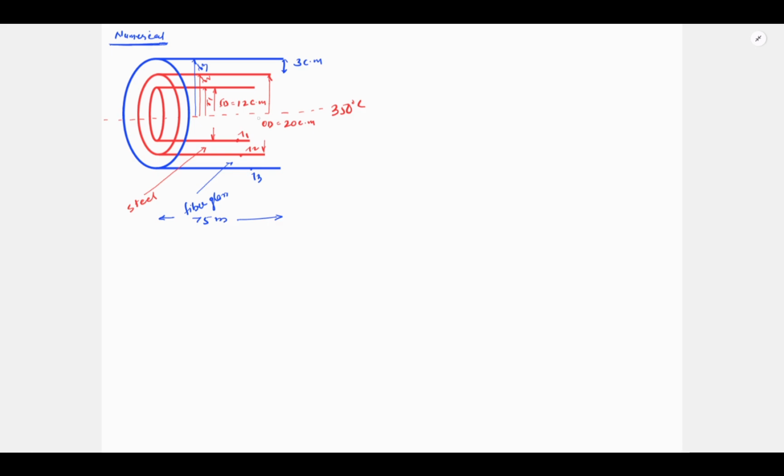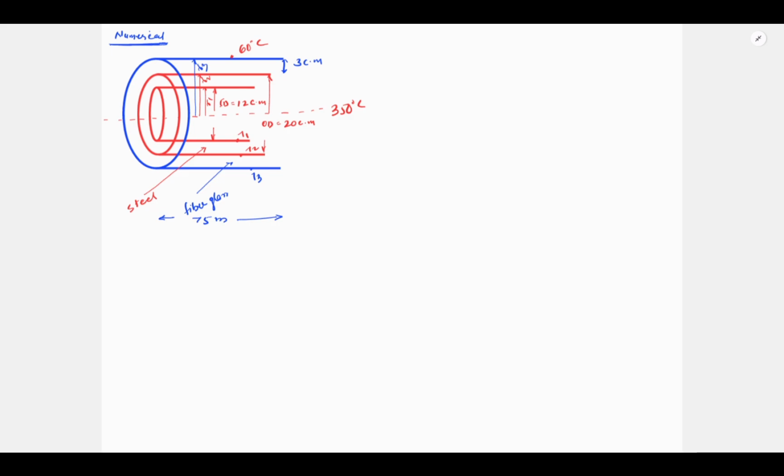And if the inside diameter of the steel cylinder is 12 centimeter, outside diameter is 20 centimeter, and the outside layer temperature is 60 degrees centigrade, in that case we need to calculate how much amount of heat loss will occur. So let's solve this problem.